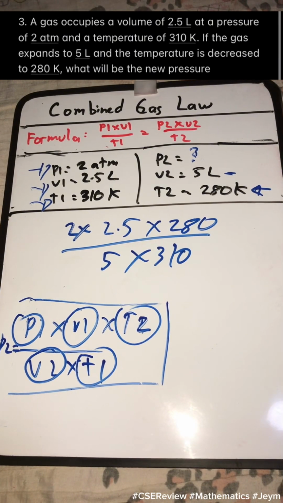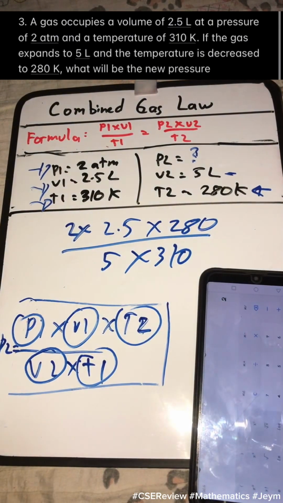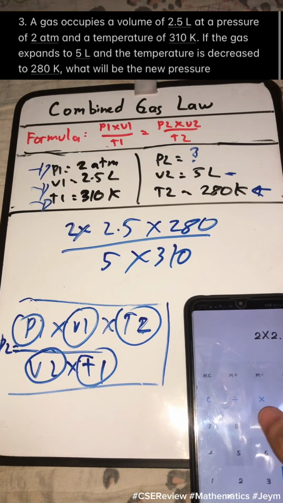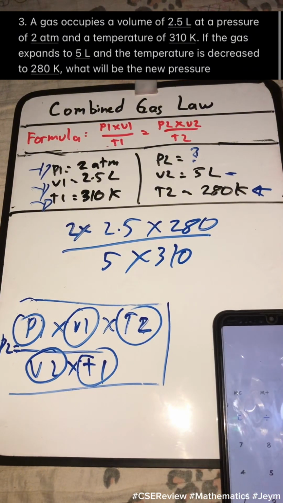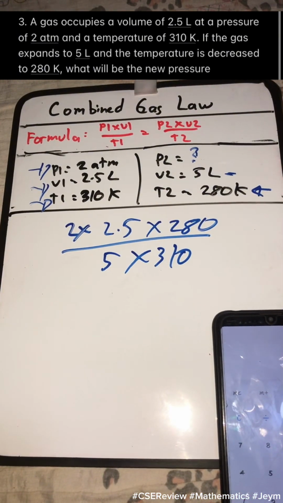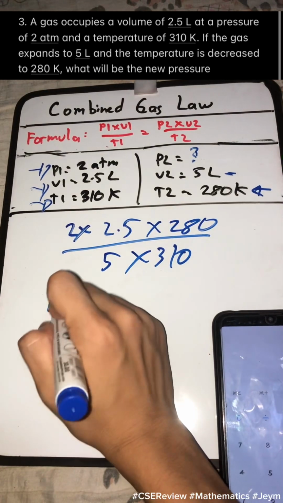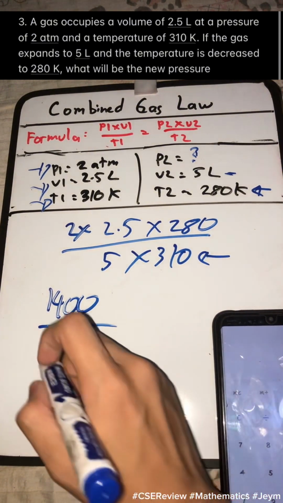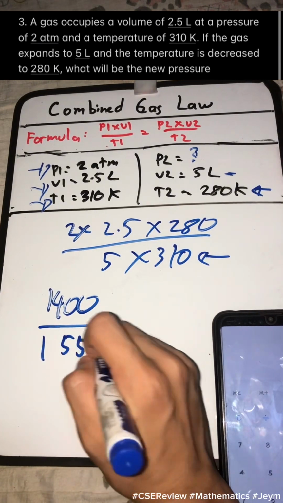First we will calculate the numerator. So 2 times 2.5 times 280. So we have 1,400 for our numerator. So let's proceed to the denominator guys. So we have 310 times 5. So we have 1,550.